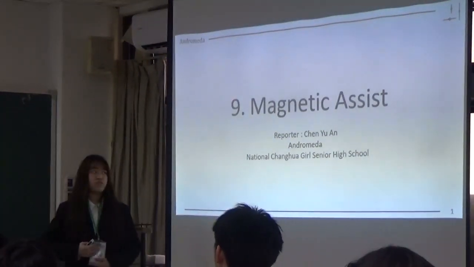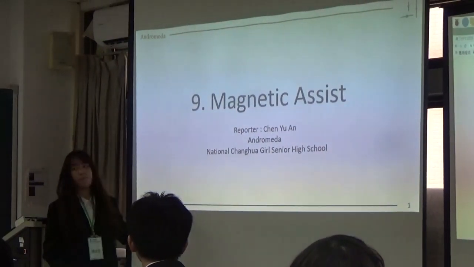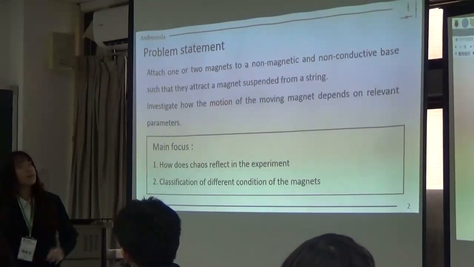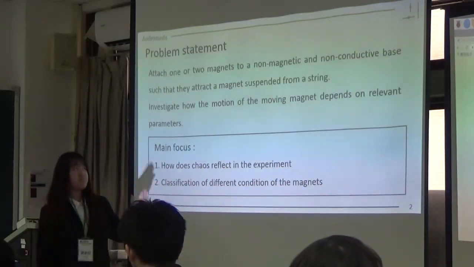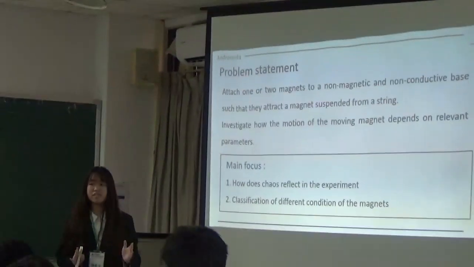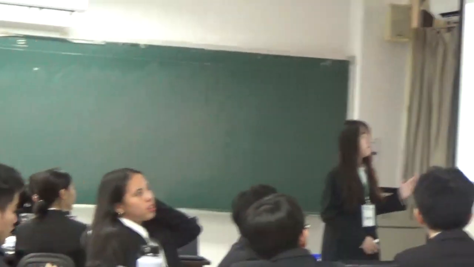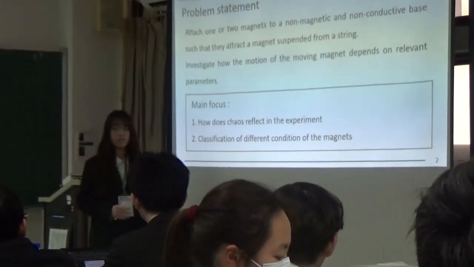Hello everyone, I'm Chen Yuan from Tinhan Bromeda. Today I'm going to report problem number 9, magnetic assist. Here is the problem statement. Attach one or two magnets to a non-magnetic non-conductive base such that they attract the magnet suspended from a screw. Investigate how the motion of the moving magnets depends on relevant parameters.